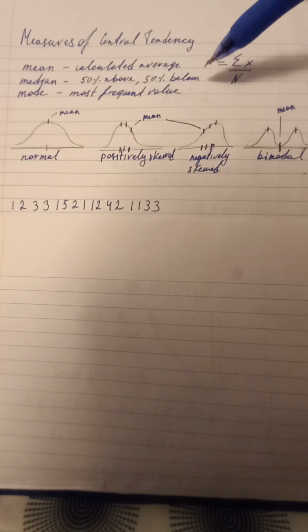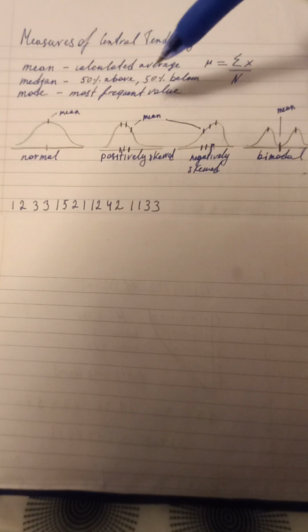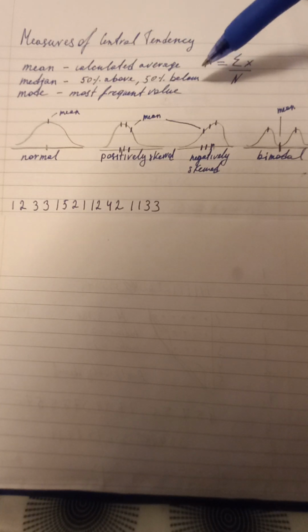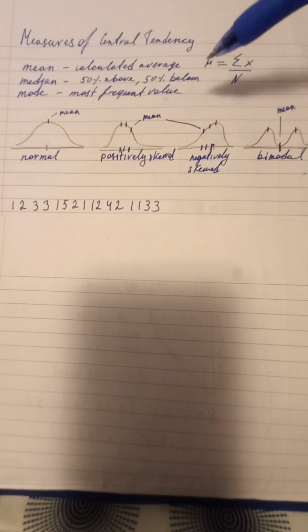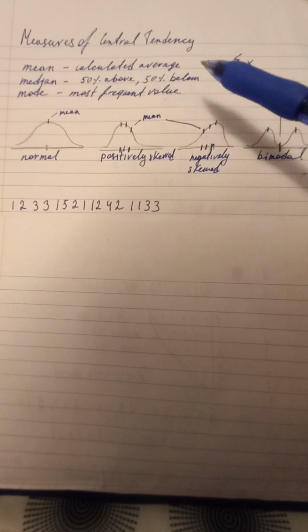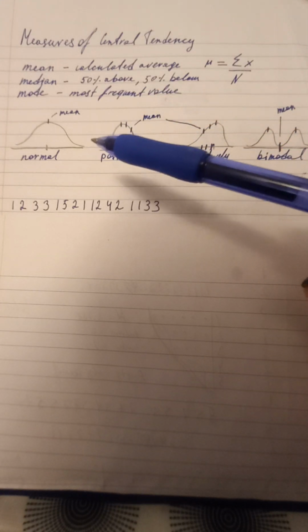Median is another measure, and it is when exactly half of the values are above and exactly half of the values are below. And finally, we have the mode, which is the most frequently seen value in the distribution. And also, if we have these values with us, we can also make some predictions on how the shape of the distribution would look like.